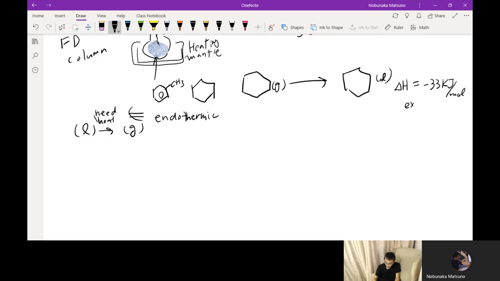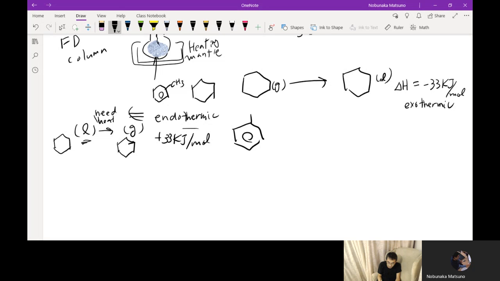This is exothermic because if it's endothermic for the liquid to become gas, it requires about 33 kilojoules per mole of energy for the cyclohexane liquid to turn into cyclohexane gas. But the reverse reaction, gas condensing down, would release the heat, 33 kilojoules.